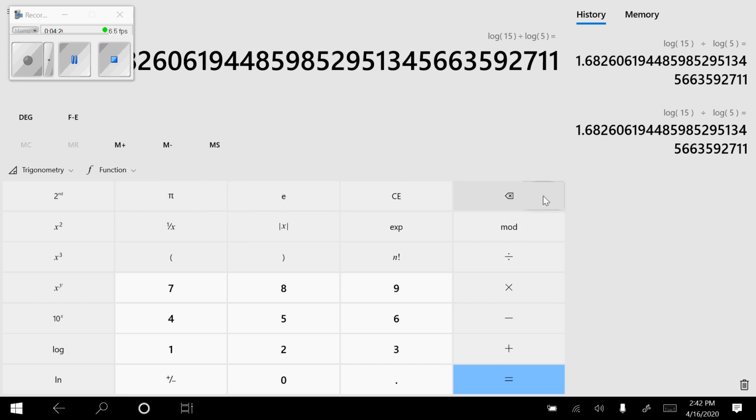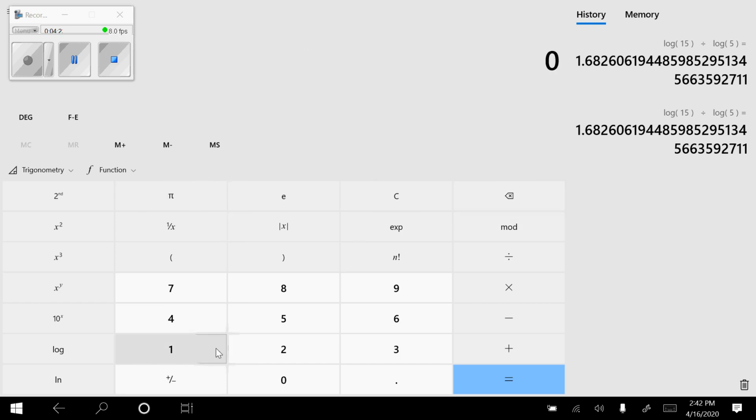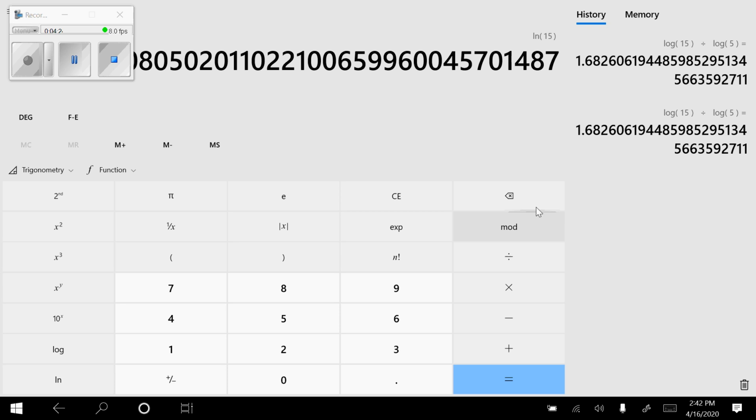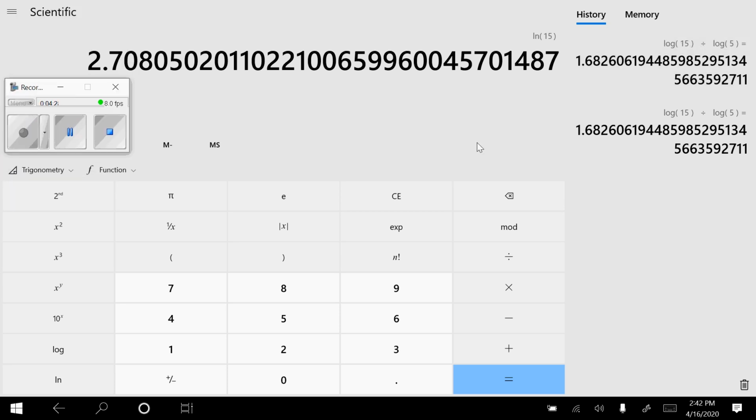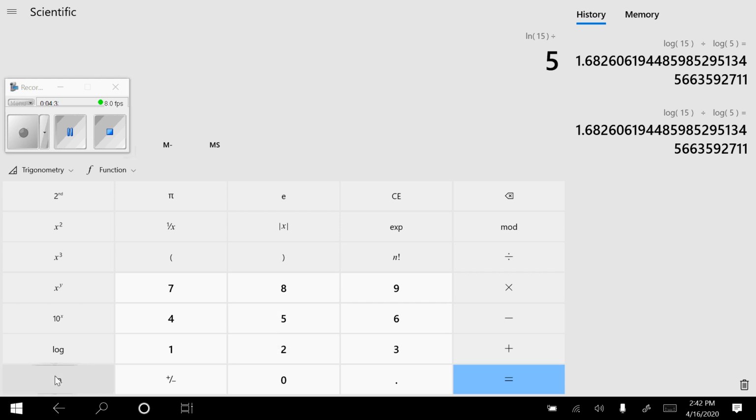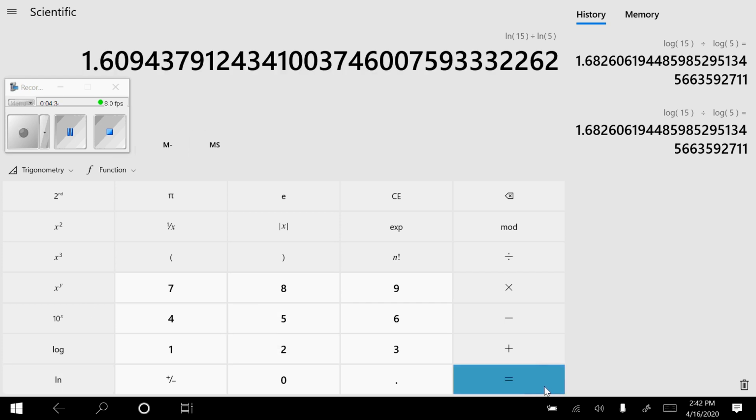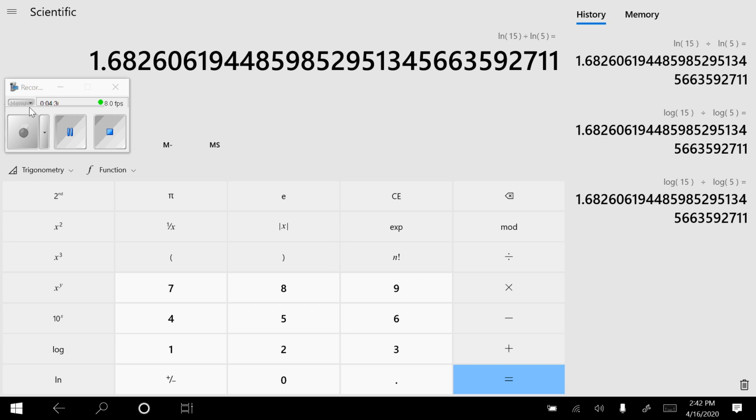All right, so let's see if we get the same number when we do this. So 15 ln. All right, did we get the same number there? No, we're not going to get the same number there. Divided by 5 ln. We're not going to get the same numbers we did before, but when we hit that equal sign, boom, we got the same numbers we did. You can see it all right here. See? Same exact thing as we got last time.